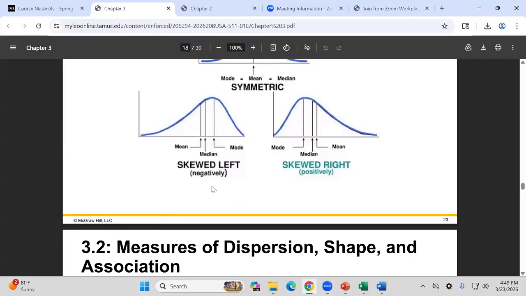Or negatively skewed. No matter left skewed or negatively skewed, you remember that the mean is to the left side of the median or the mode. If you have a distribution like this one, it's called left skewed or negatively skewed. On the right, you have an example of right skewed and positively skewed. Of course, the mean value is to the right of the median or the mode.